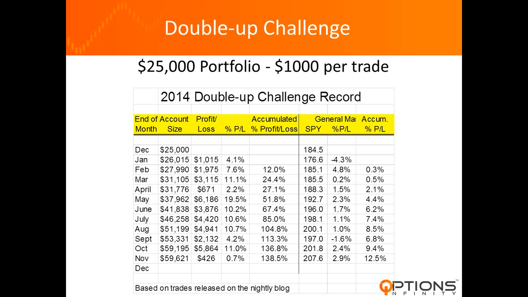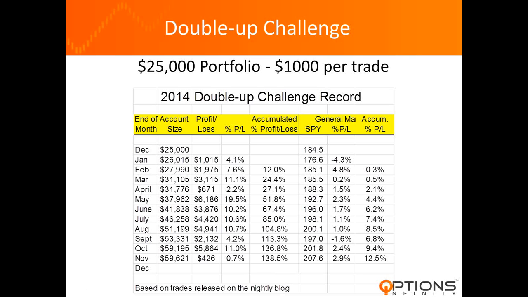I took a double up challenge in 2014, and what I was trying to do is take a portfolio of $25,000 and double it by the end of the year by just utilizing strategies 1 and 2, directional trades, calls and puts, and credit spreads or theta trades on the RUT. You can see that I never had a losing month as we went through the year of 2014. I ended up the year over 138%. These trades are all based on what was released on the nightly blog.